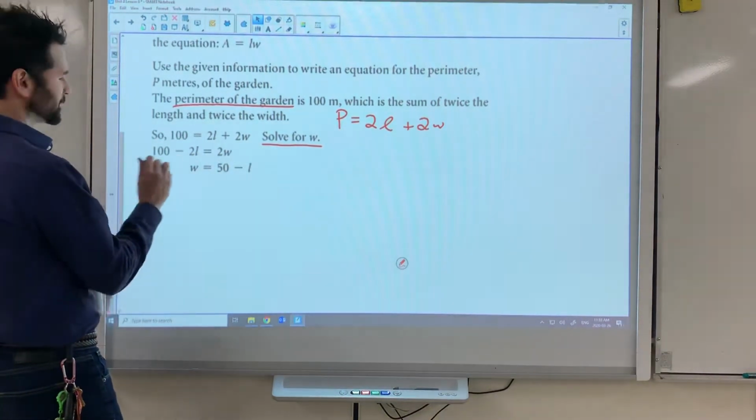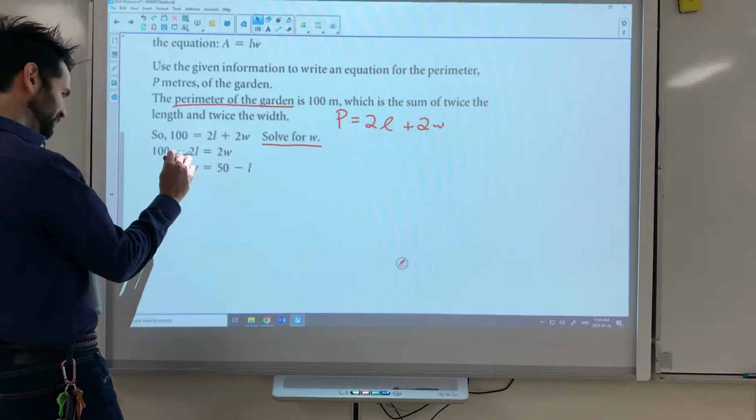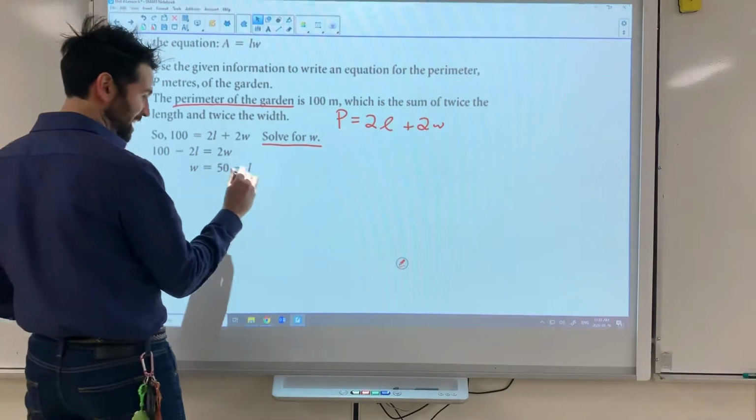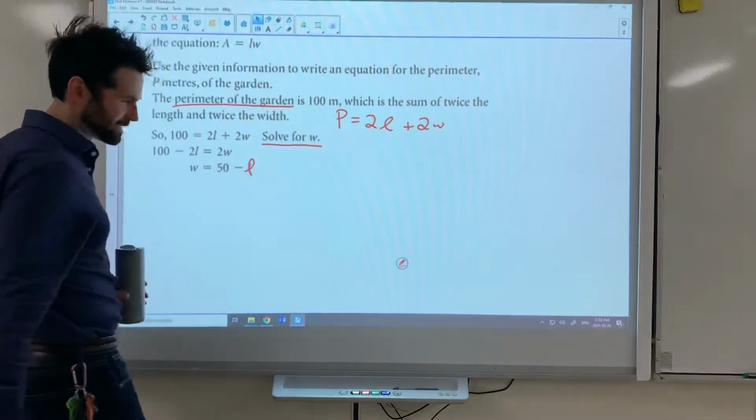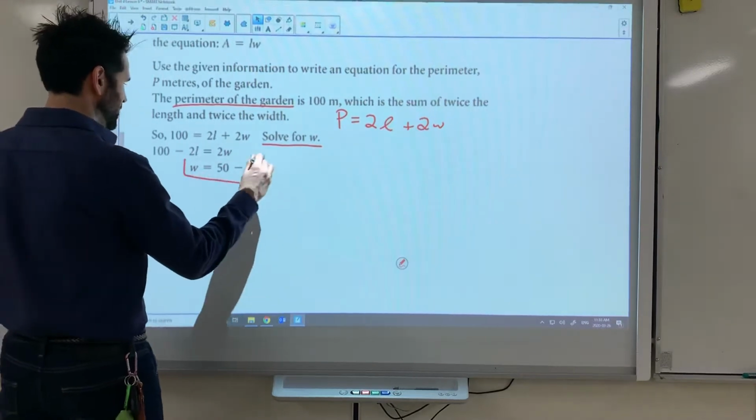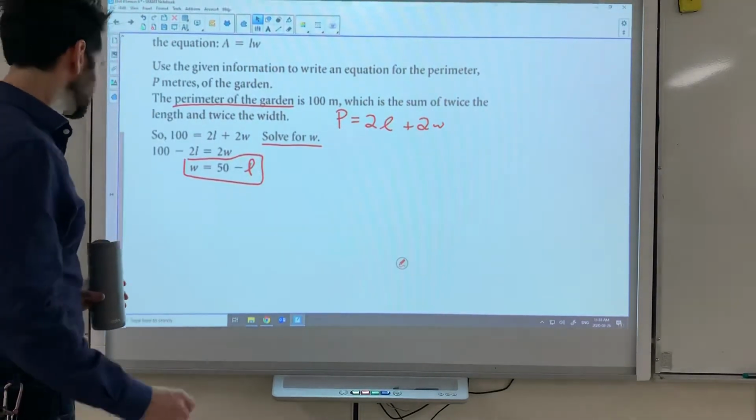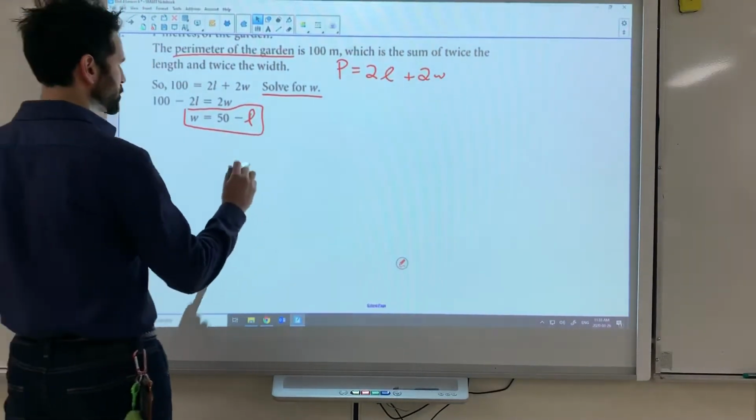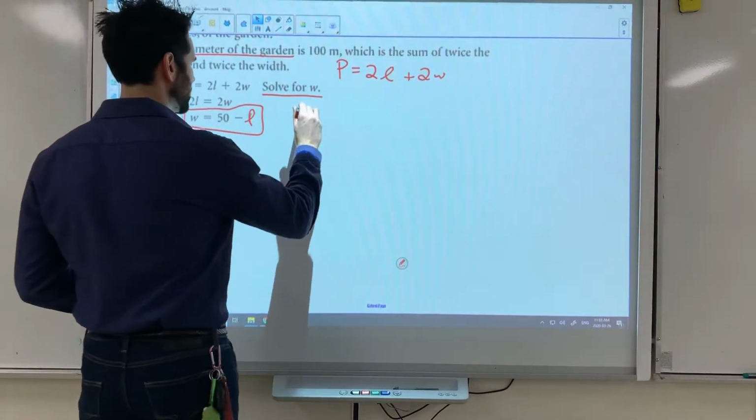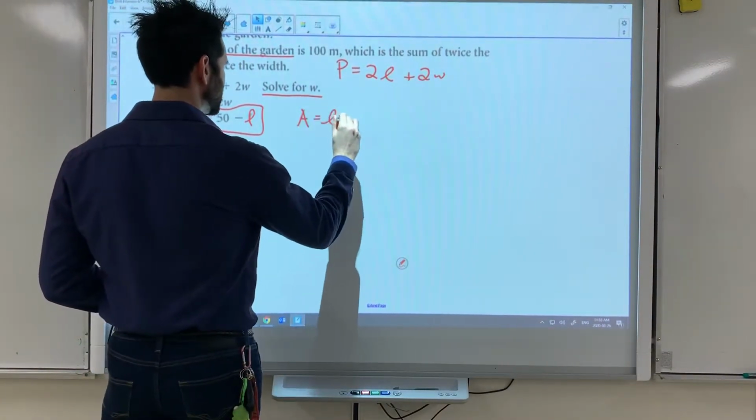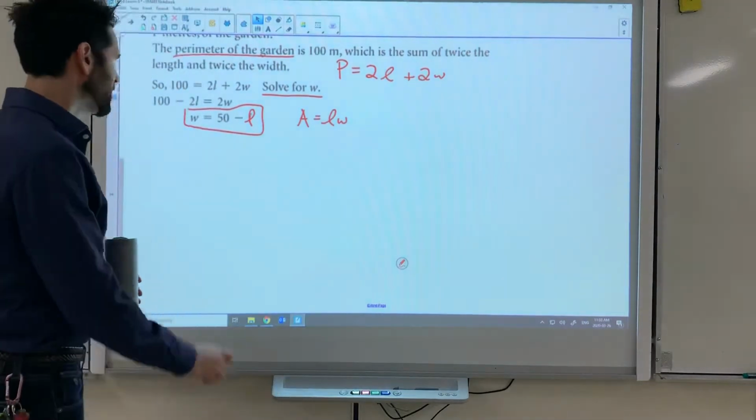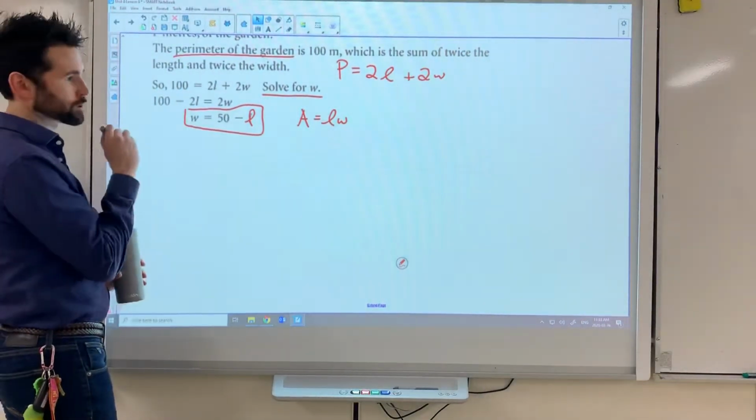100 divided by 2 is 50. Negative 2L divided by 2 is just negative L. That is still an L, by the way. It's not a 1. So now I have an expression for the width. And what am I going to do with that? Well, I'm trying to maximize my area. So my area is length times width. I now have an expression for width in terms of the length.